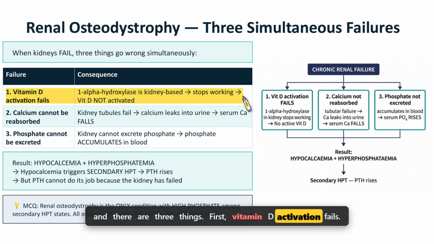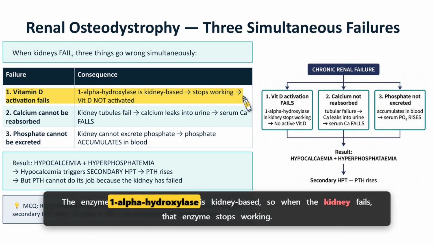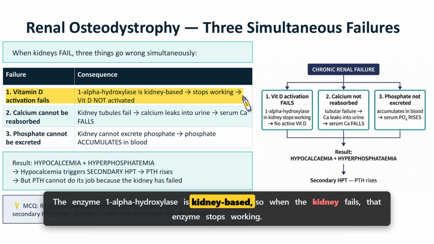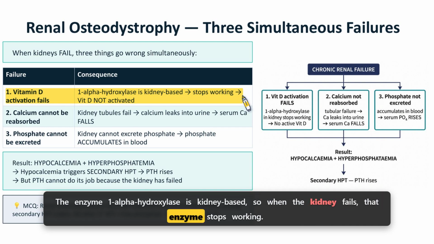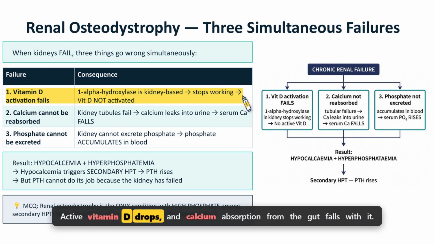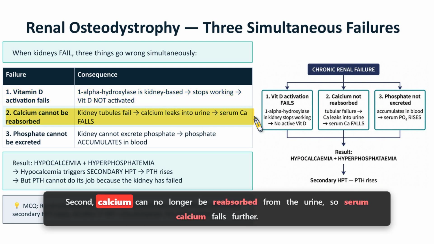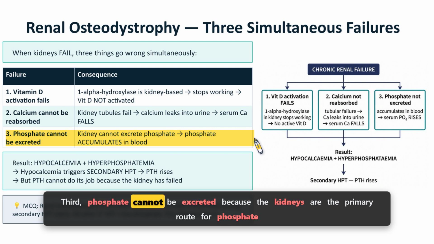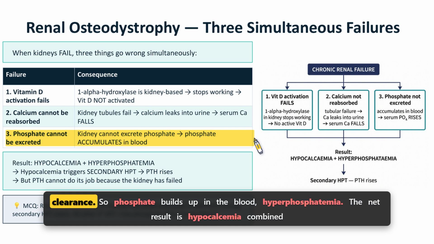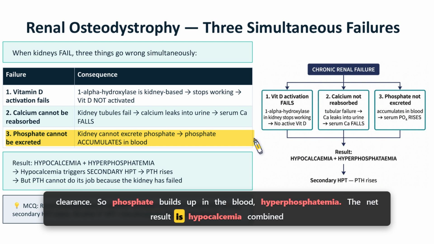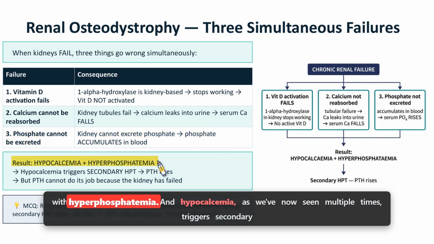First, vitamin D activation fails. The enzyme 1-alpha hydroxylase is kidney-based, so when the kidney fails, that enzyme stops working. Active vitamin D drops, and calcium absorption from the gut falls with it. Second, calcium can no longer be reabsorbed from the urine, so serum calcium falls further. Third, phosphate cannot be excreted because the kidneys are the primary route for phosphate clearance. So phosphate builds up in the blood, hyperphosphatemia. The net result is hypocalcemia combined with hyperphosphatemia.